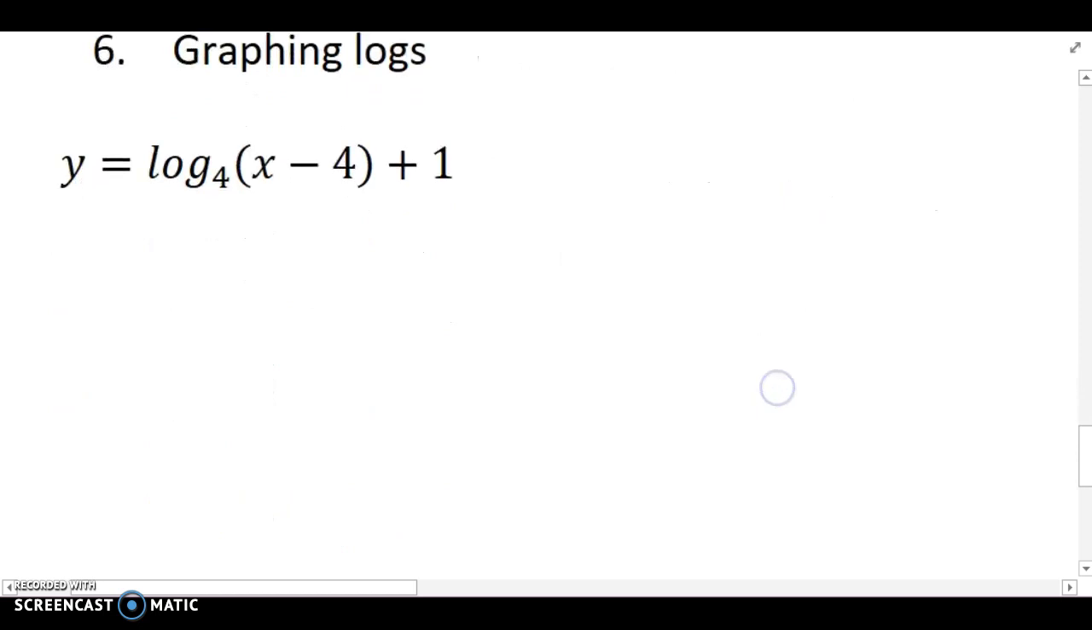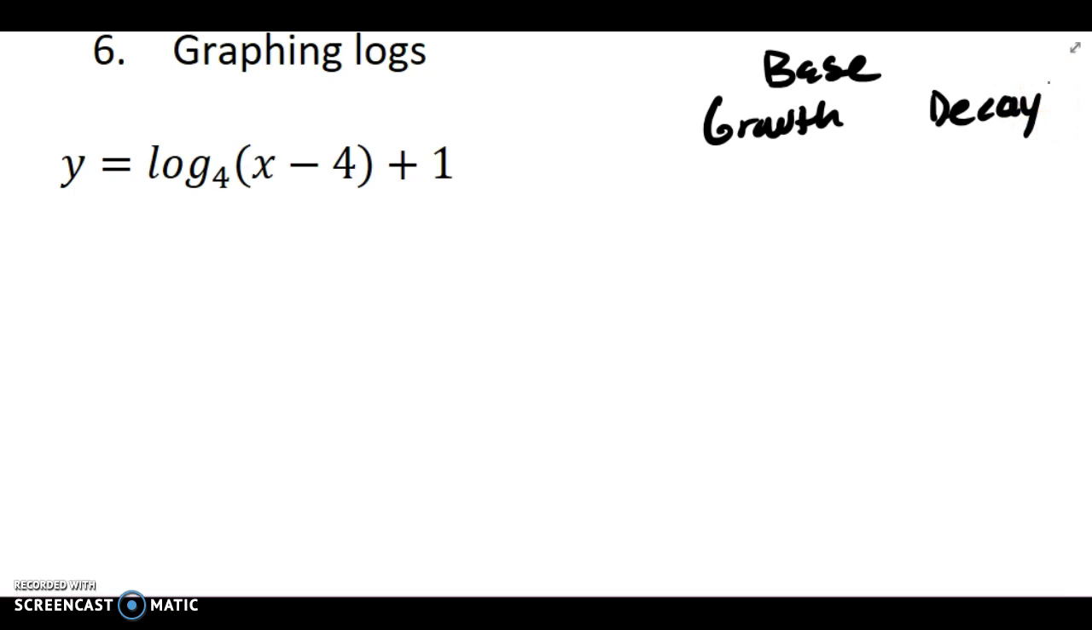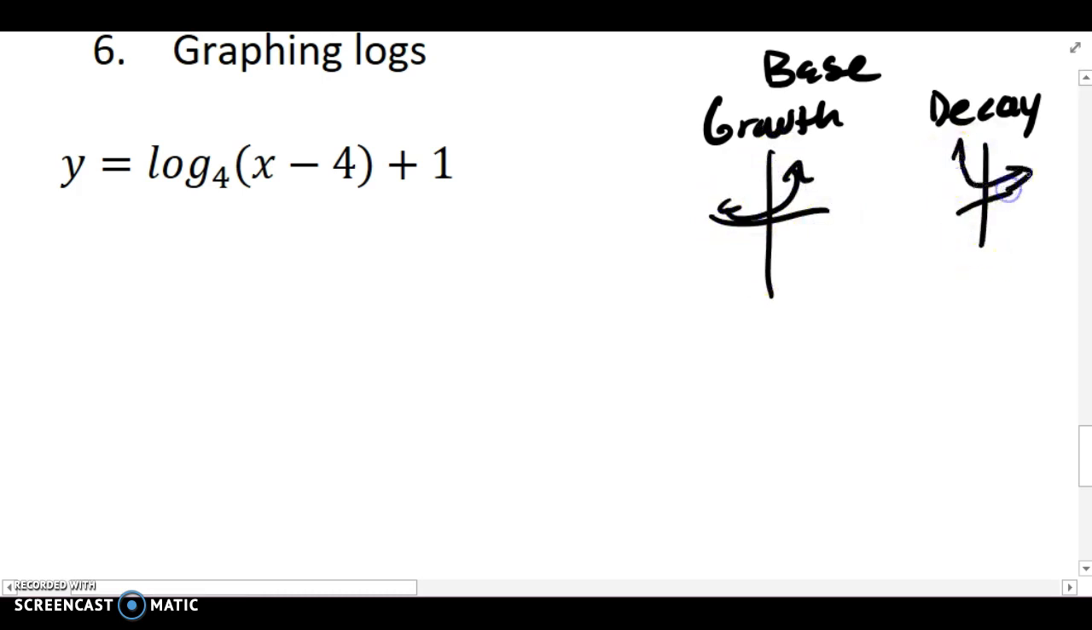Graphing these. So logarithms and bases are opposites. So if we have a base, it's either going to be growth or decay, right? And so our logarithms are going to have very, very similar shapes. They're just going to be rotated a little bit because they're opposites. So the growth, it's going to look exactly the same, just shaped a little differently. So here we have growth, here we have decay, and so logarithms are going to do the same thing here.